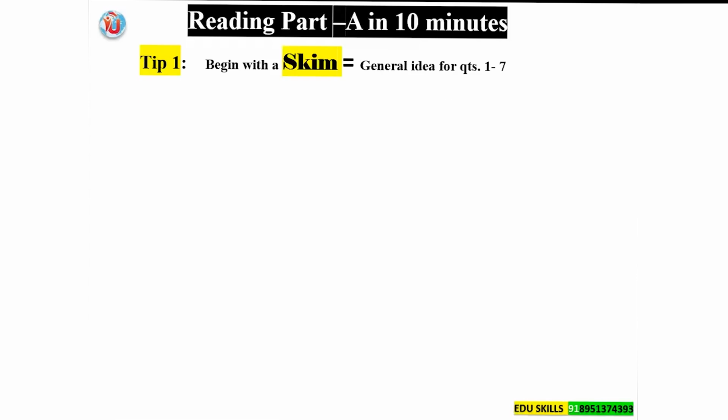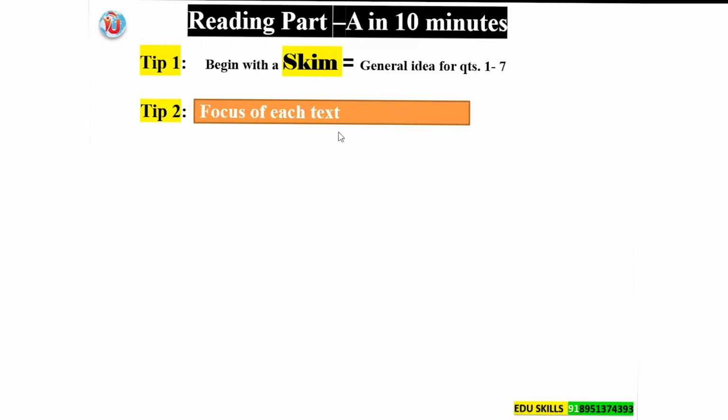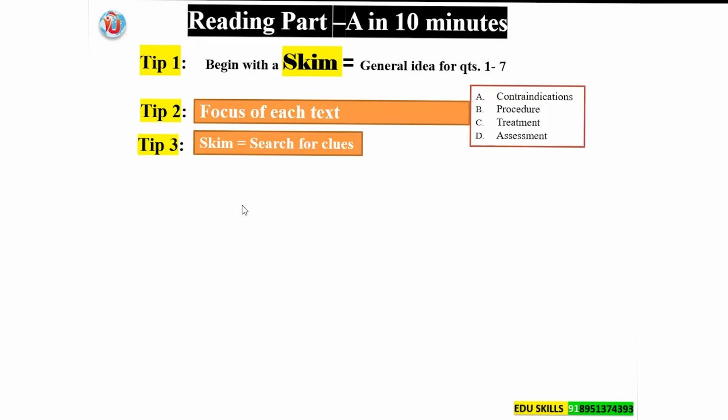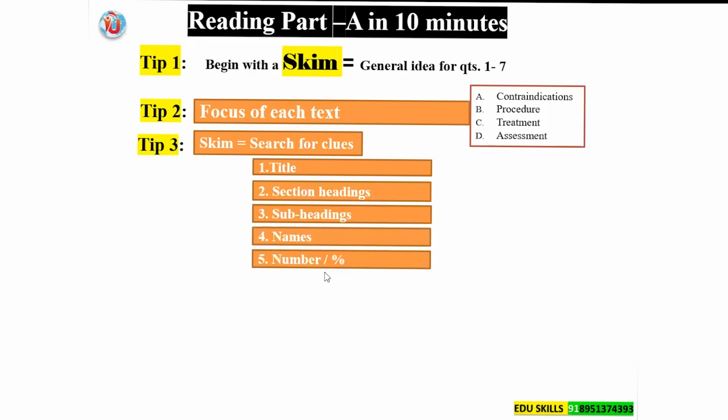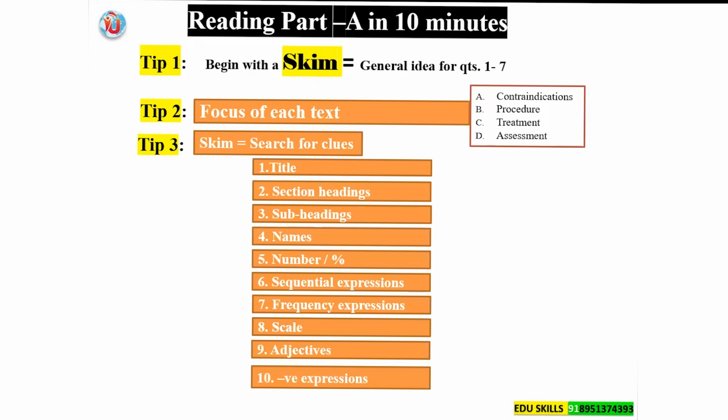What are the tips and strategies given by our mentor? Let us see one by one. First, you need to begin with a skim, which gives a general idea for questions 1 to 7. Tip 2 is the focus of each text. There are 4 texts and you have to focus on each, especially headings like indications, contraindications, procedure, treatment, and assessment. Tip 3 is skim, mainly to search for clues. Tip 4: what are you skimming for? We are skimming for the title, section headings, subheadings, names, numbers or percentages, sequential expressions, frequency expressions, scale, adjectives, negative expressions, and you also have to look for nouns and adjectives.